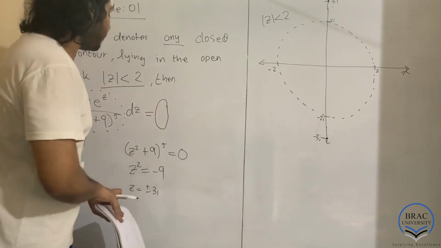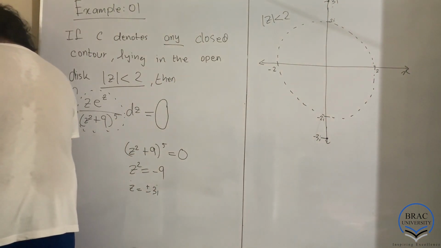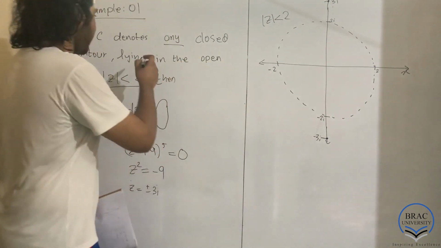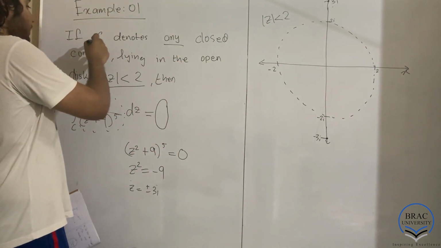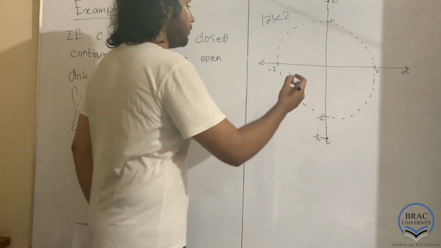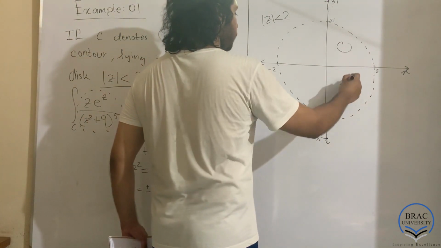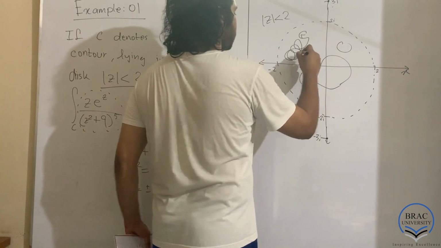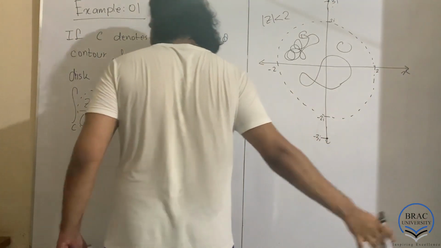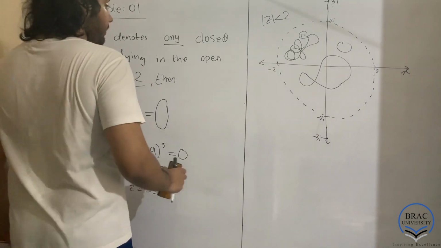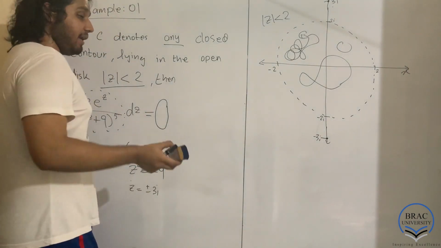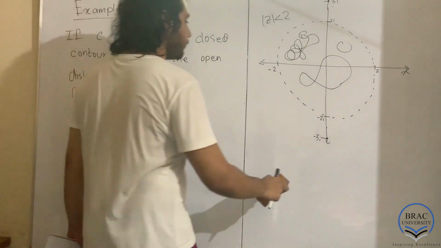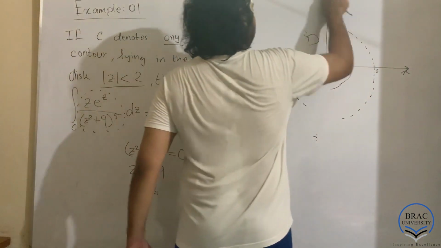Now, your contour could be many different things. They told you that C denotes any closed contour. Your contour could be this, or this, or whatever complicated structure you can think of. As long as it's a closed contour and has only finitely many intersections, you can apply the Cauchy-Goursat theorem.